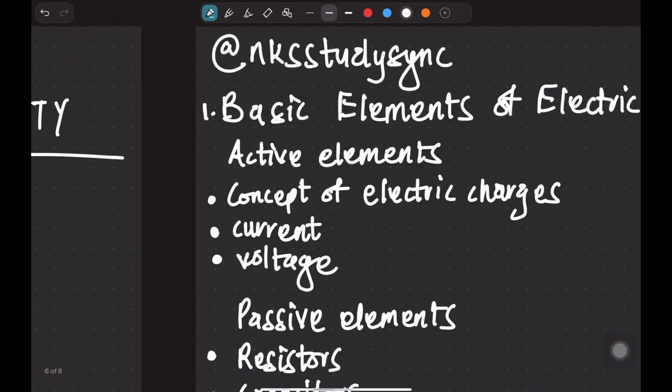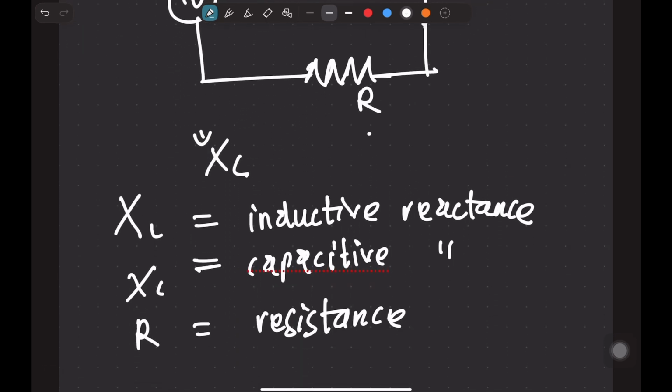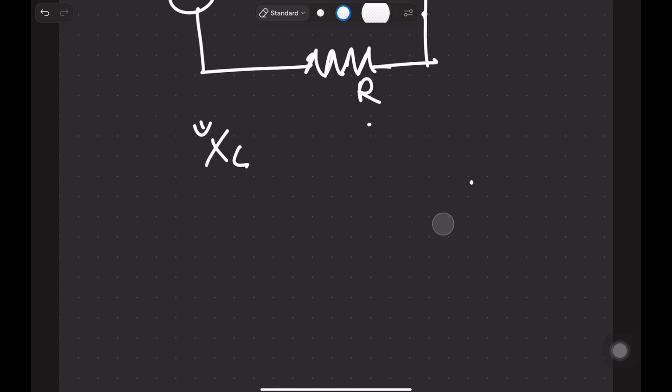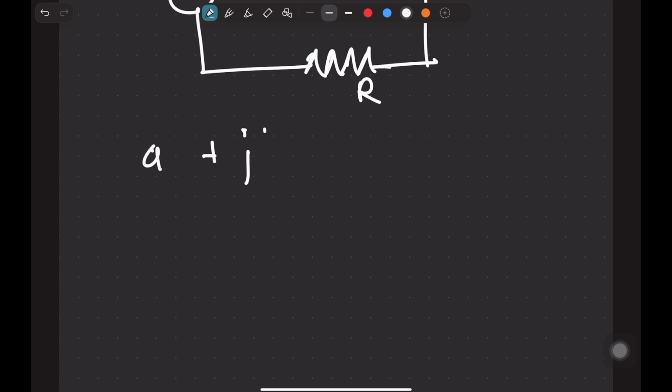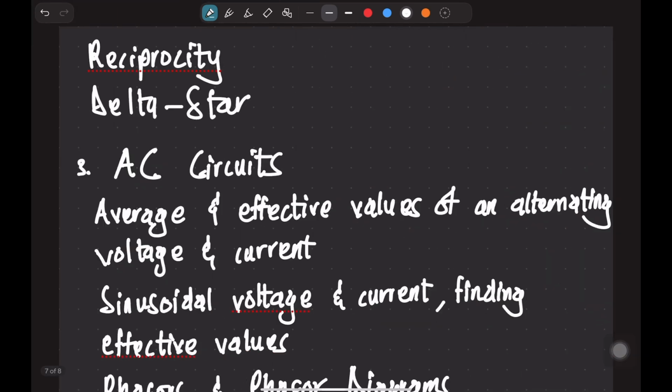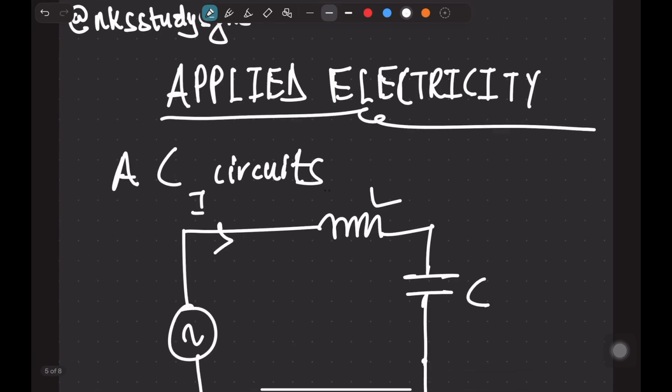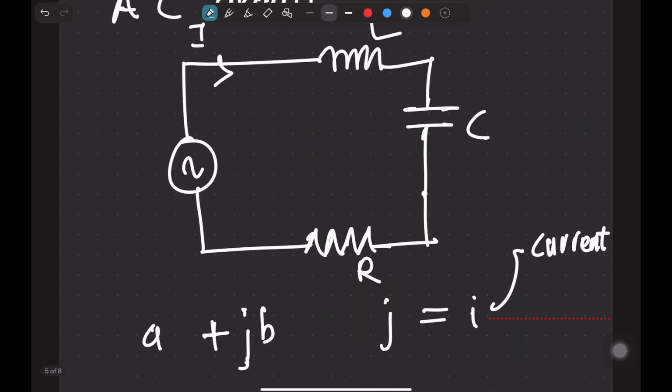Then we move to how we can represent phasors as complex numbers. Usually in applied, we use J to represent the complex number I, because I is used to represent current. And how we can use complex numbers to solve AC circuits.